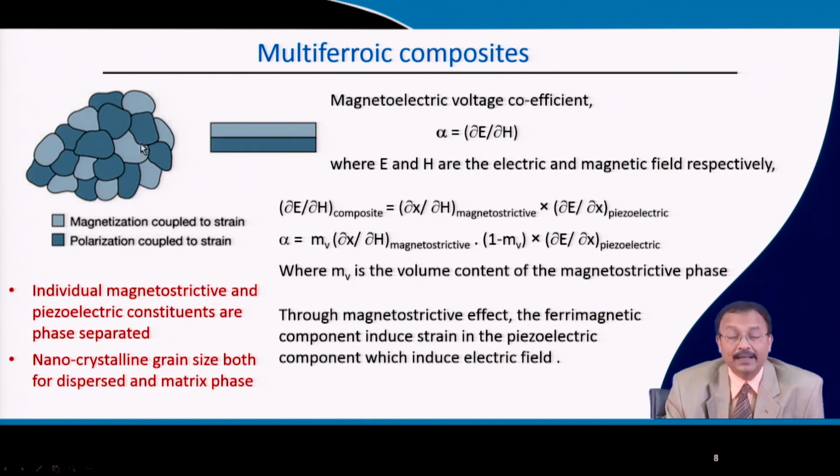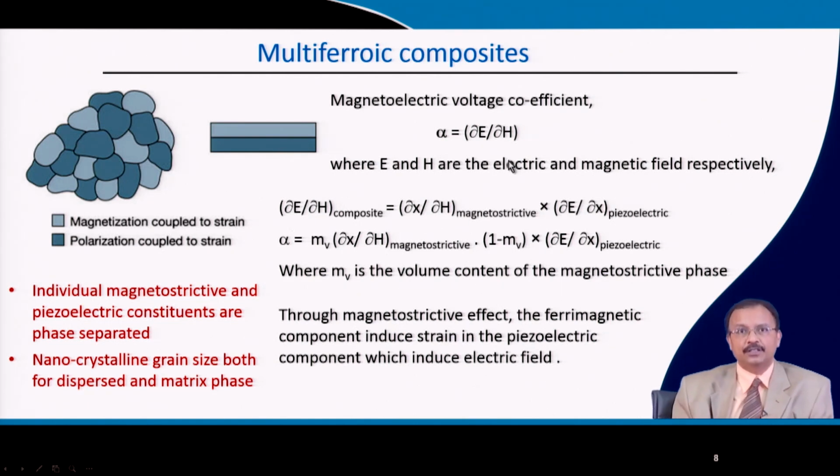So, this magnetoelectric coefficient, how much interaction is there, is basically given by this relation, which is denoted by alpha: with the change in magnetic field, how much voltage is generated in this material, which is quite unusual. You are applying a magnetic field and you are generating an electric field out of this material.